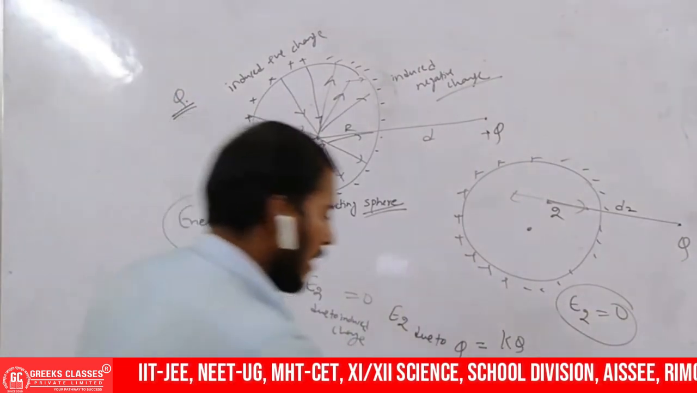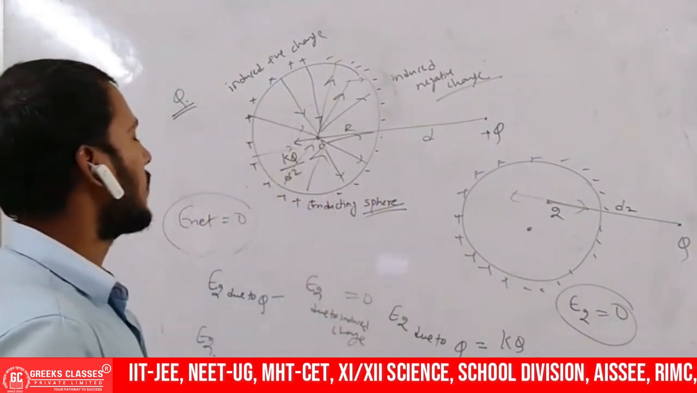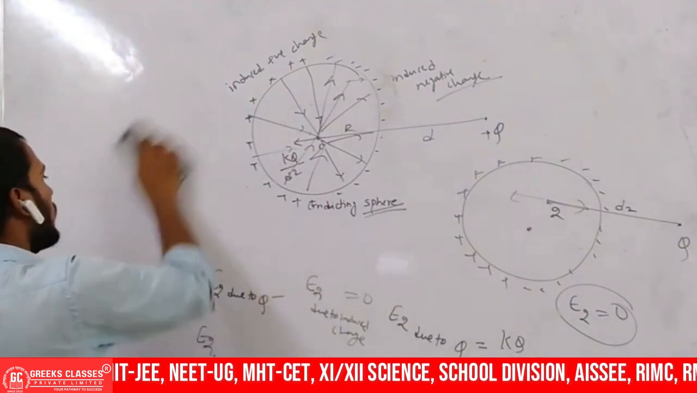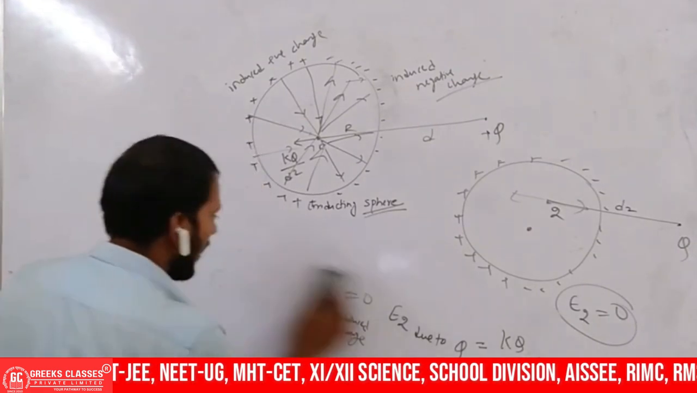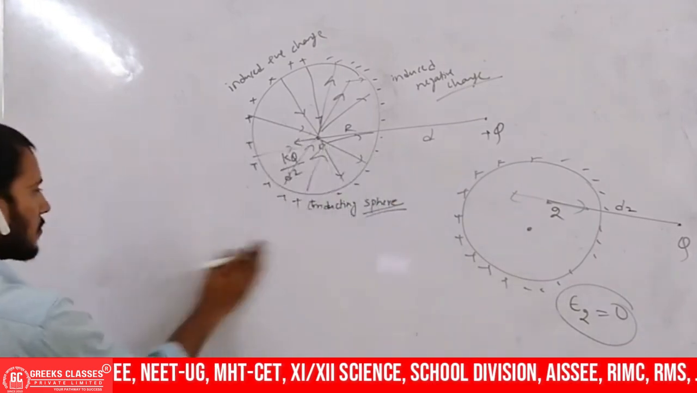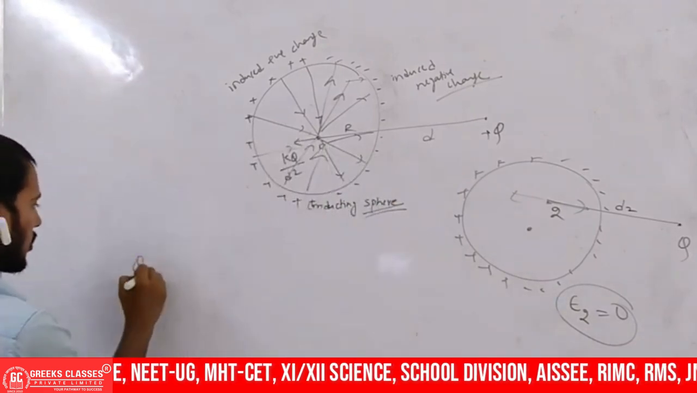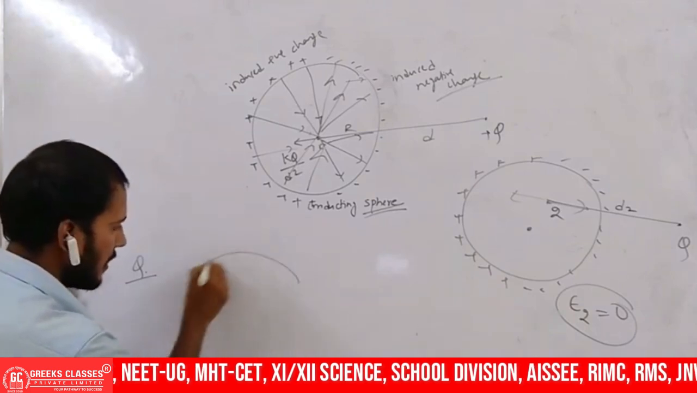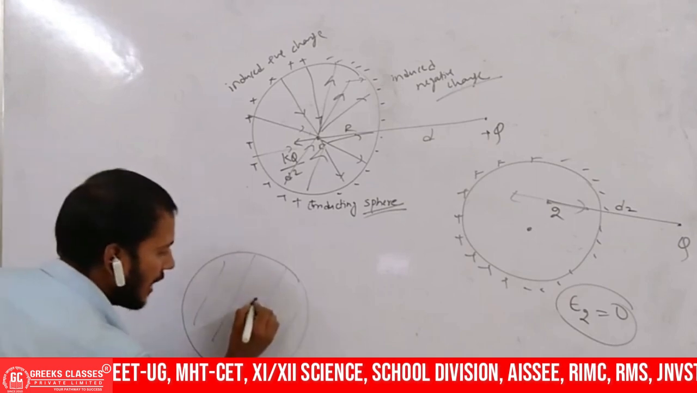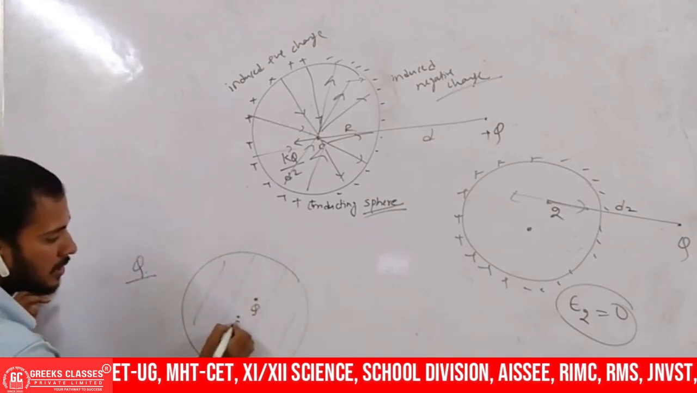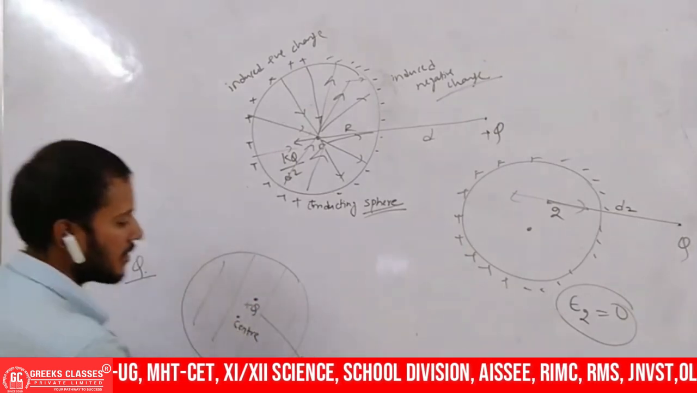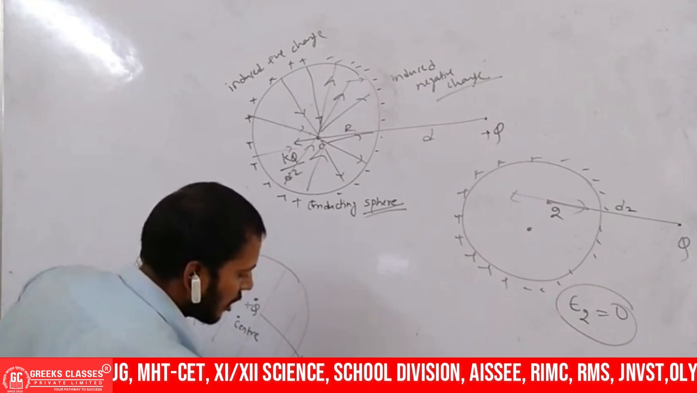So we are going to finish today's lecture. But before finishing, I would like to give you a question that you will solve, and please show me in the next class. The question is: this is a solid conductor, this is the center, and a charge plus Q is given to this conductor.